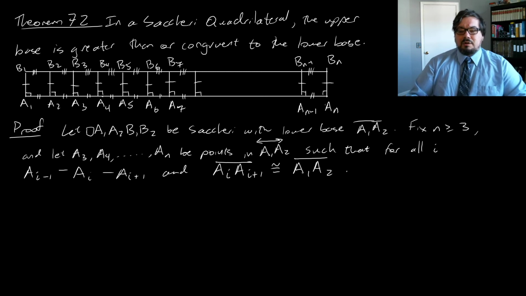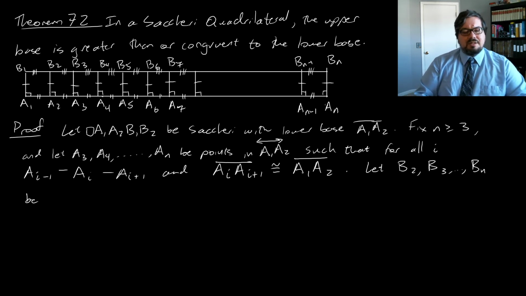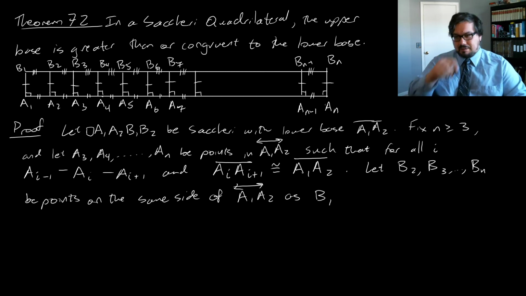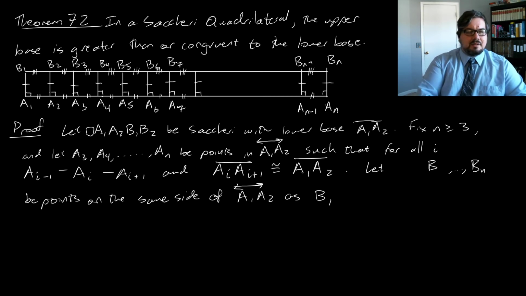Now, furthermore, let B2, B3 up to Bn be points on the same side of the line A1, A2 as B1. Oh, we already have B2. We don't need to grab it. We want to take things starting with B3.